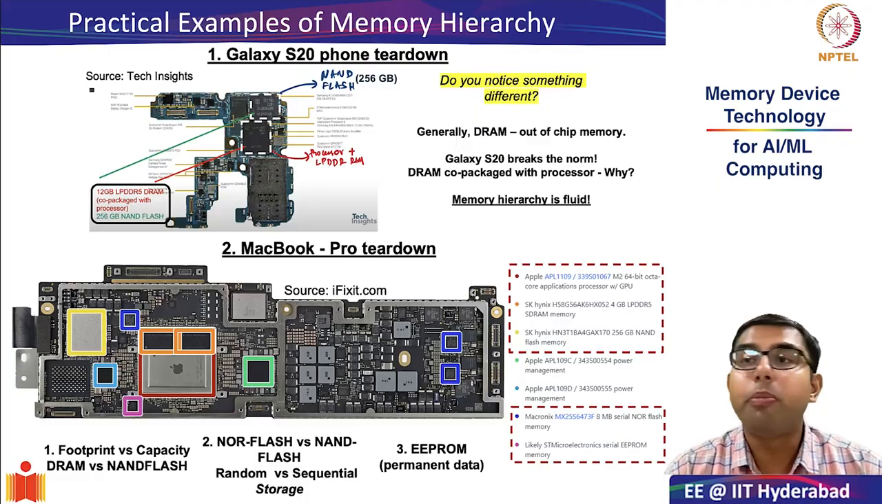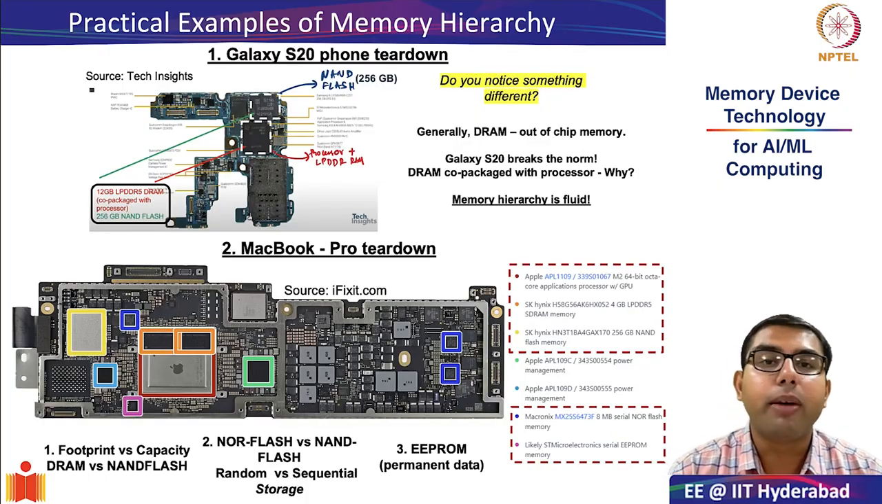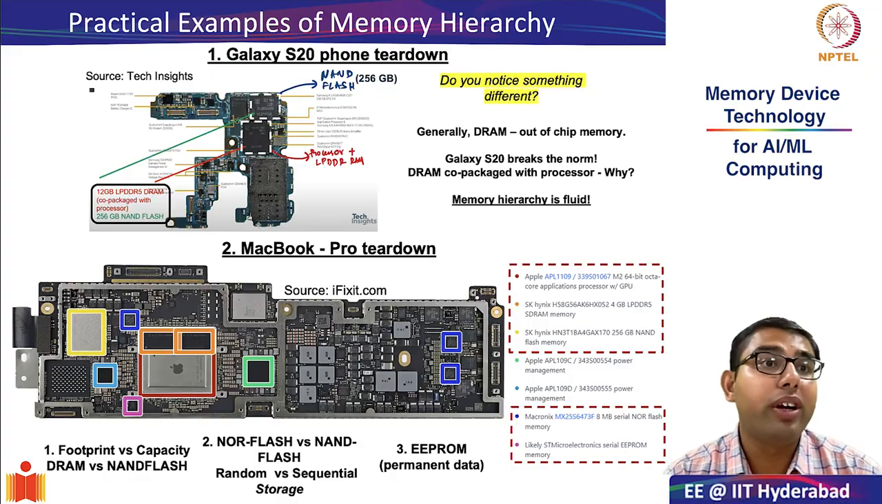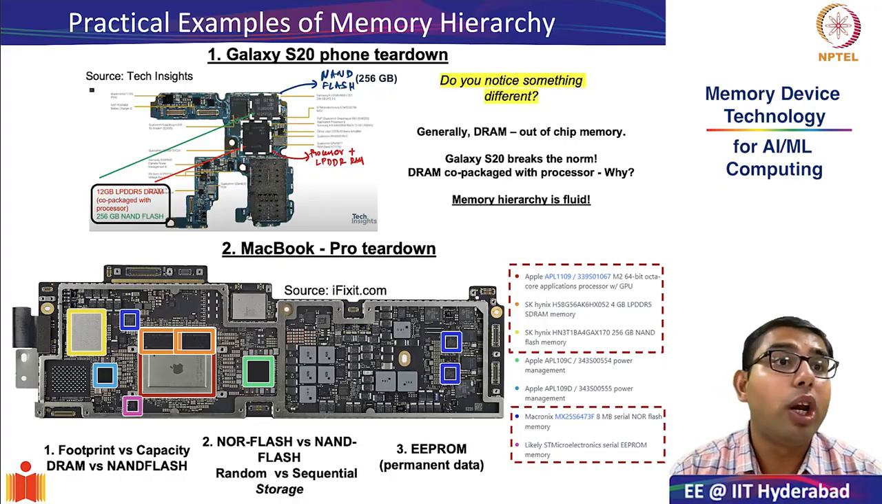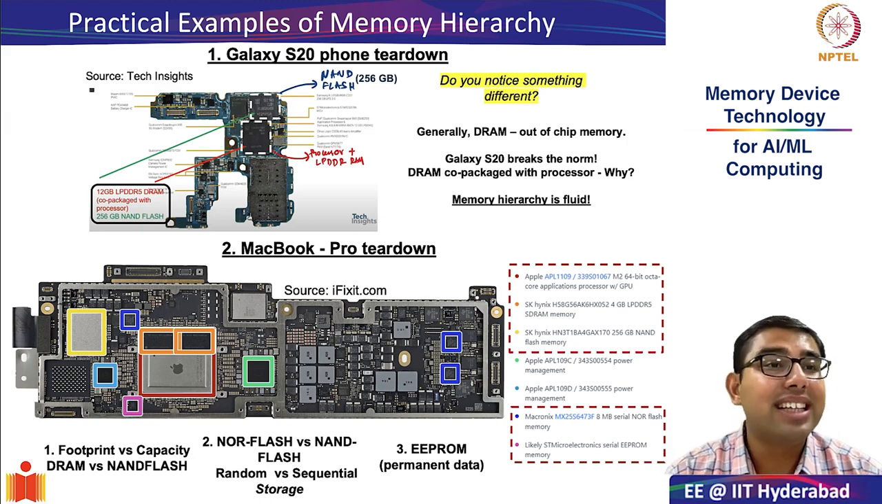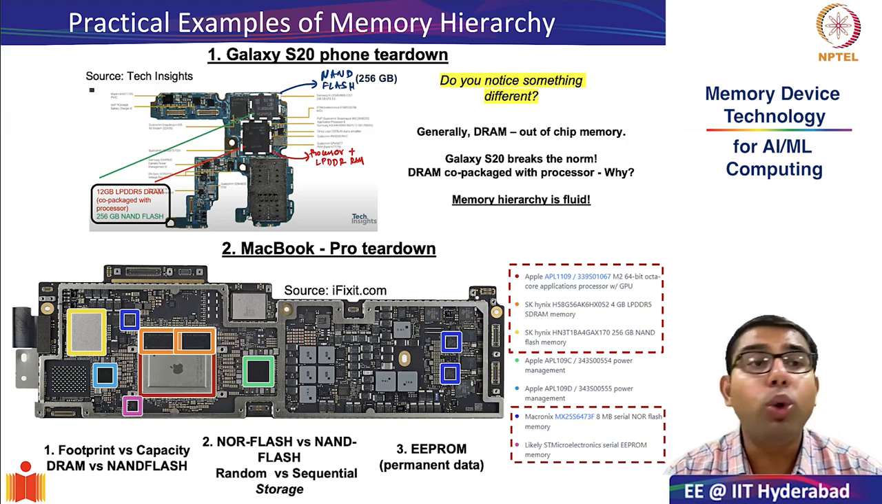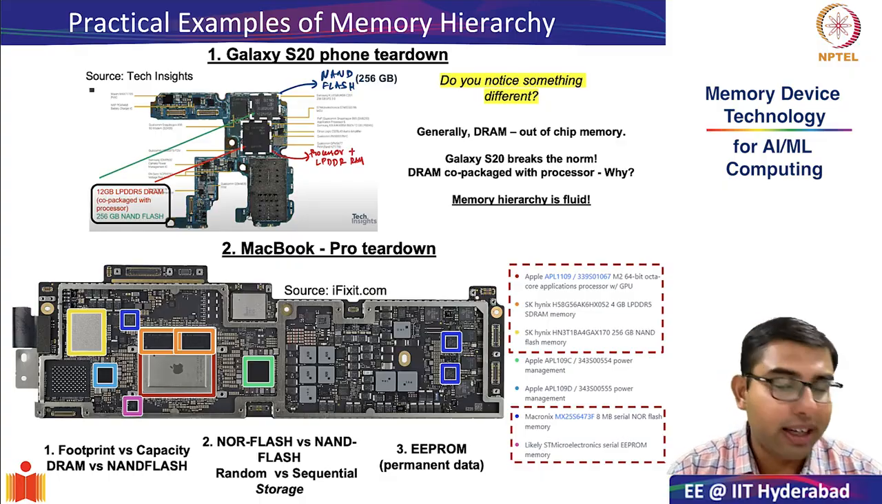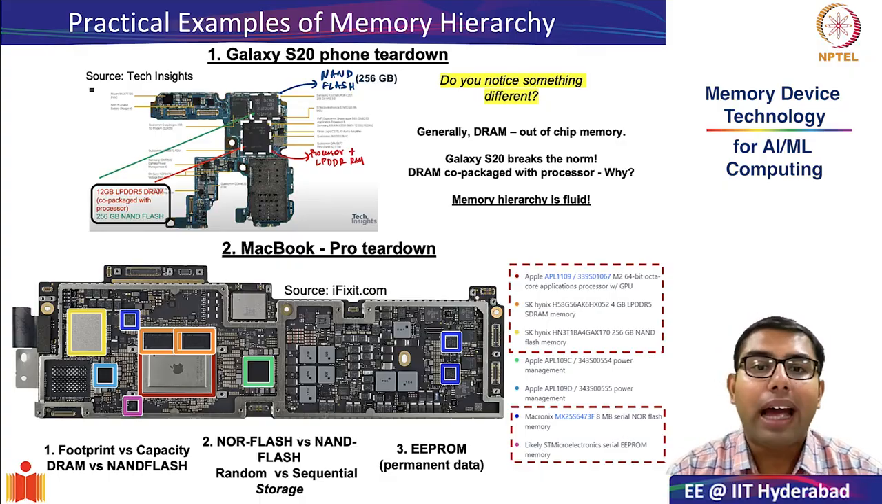Welcome back to our course on memory device technology for AI/ML computing. Please try to recall what we had covered in the last session. We were looking at some specific practical examples of how memory hierarchy is actually implemented into high-end consumer electronics products. The two examples we looked at are Samsung's Galaxy S20 phone and the MacBook Pro.